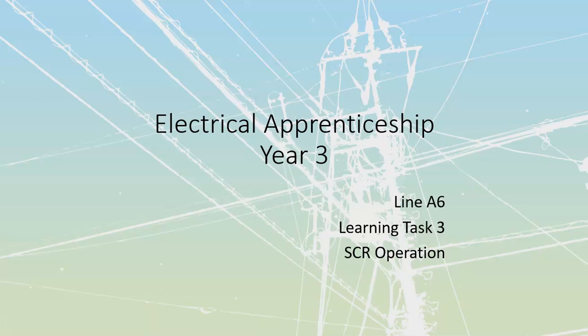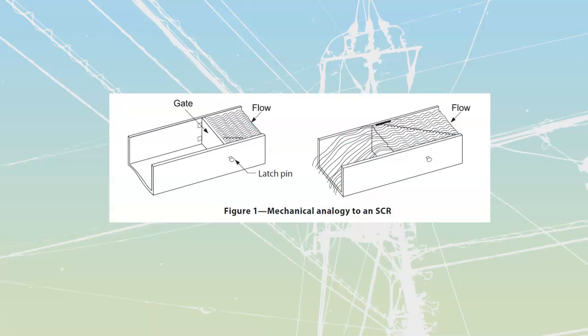Okay, line A6, learning task 3, we're going to talk about SCR operations. It's at the very first part of this learning task to give you a mechanical analogy of what an SCR kind of operates like. An SCR is something that's going to allow flow, and whenever there's going to be flow, it's just going to be triggered by a very small action.